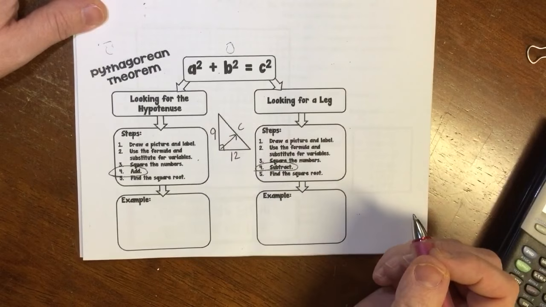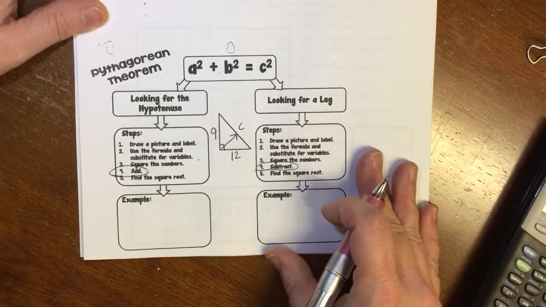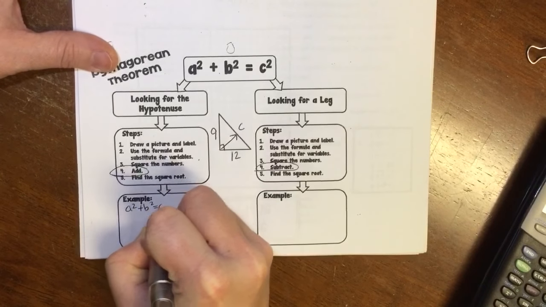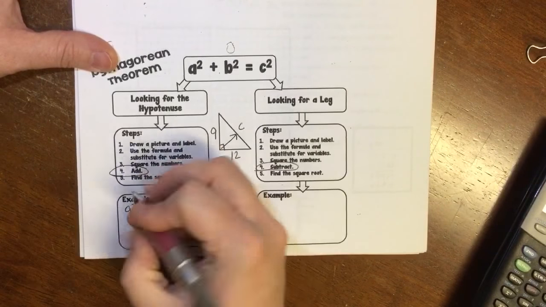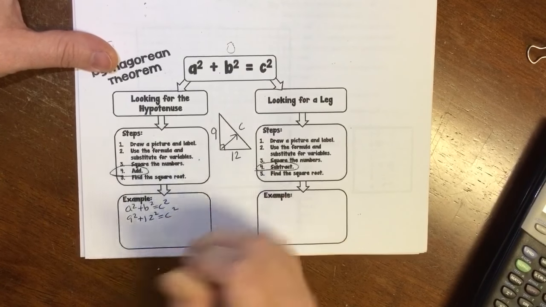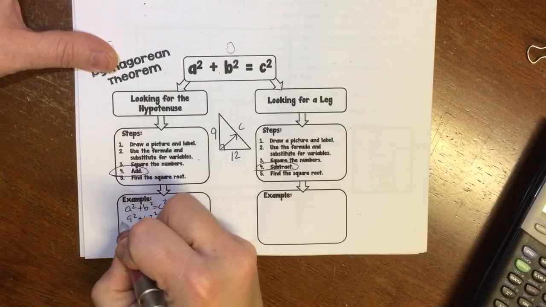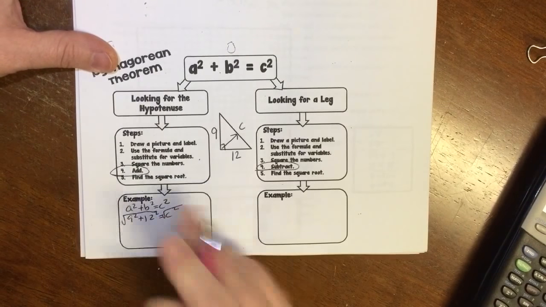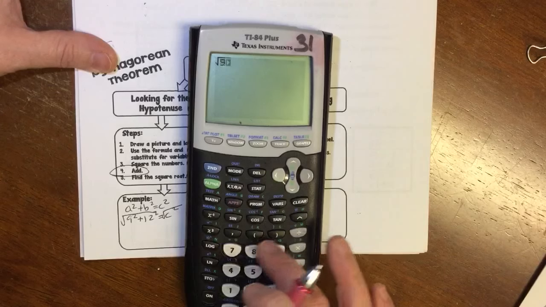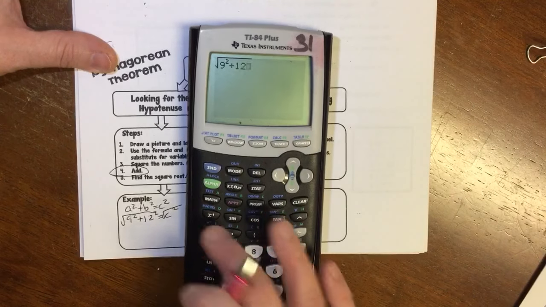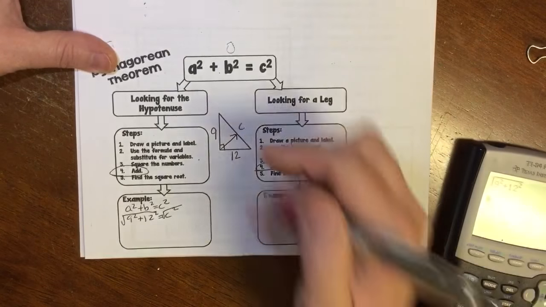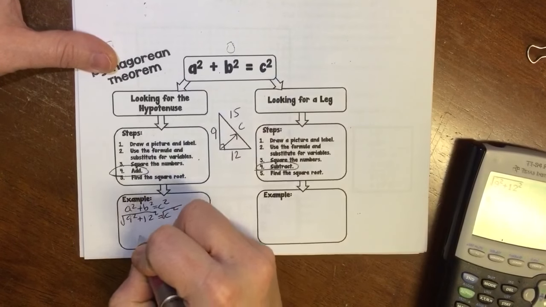All right, so I'm just going to create an example with this right triangle here. I'm going to have sides of 9 and 12 and solve for C. So that'll be a squared plus b squared equals c squared, and I'll plug in these numbers. And I can put all of this in my calculator at one time. And I get 15. So my hypotenuse is 15.